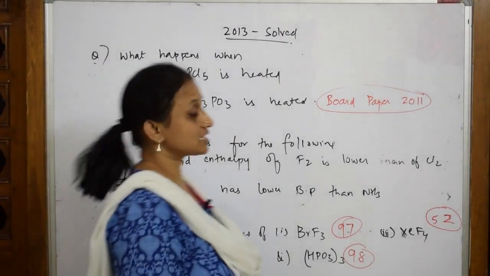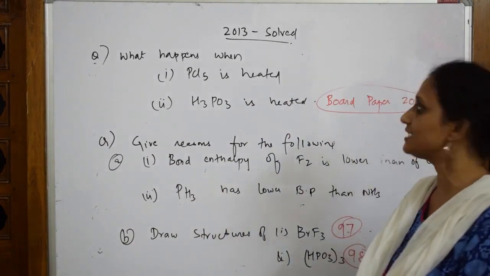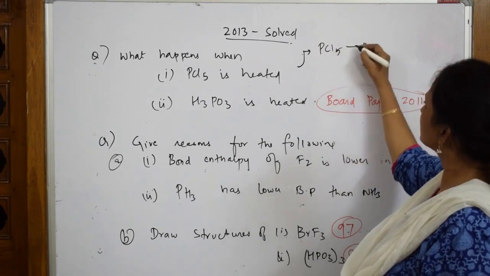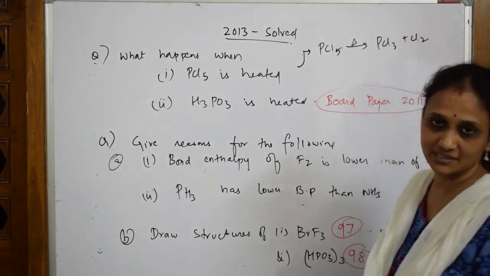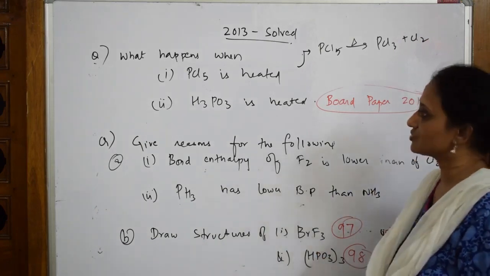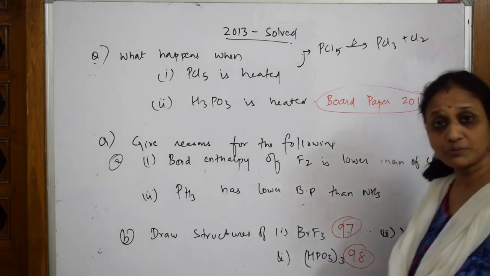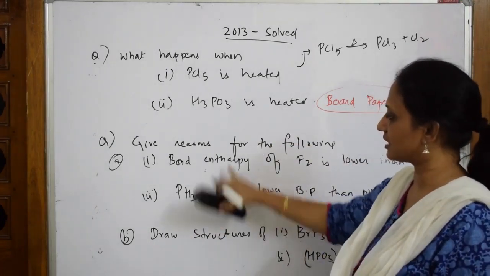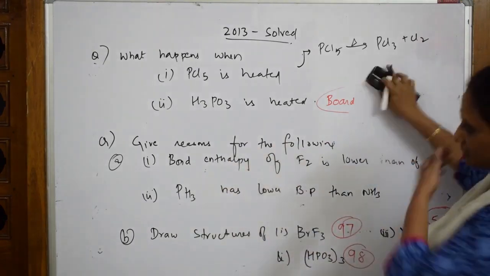Right, let's come back and start with your 2013 paper. So in 2013 paper, what they ask: what happens when PCl5 is heated? So simple reaction, when PCl5 is heated, it dissociates into PCl3 plus Cl2. There's nothing big logic in this. Dissociation. Now the second question, H3PO3 is heated. So I did the same question in board paper 2011. Watch that video. Now I'm going to erase this because I need space for this part of the board. Done. Let's come back and start with the next question.